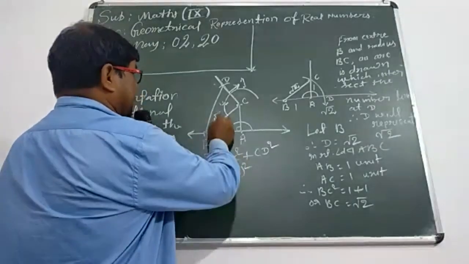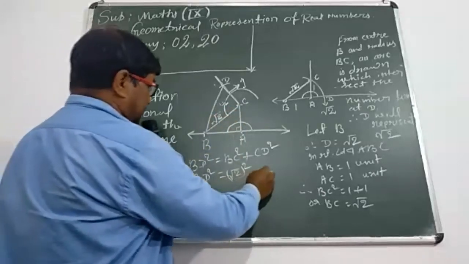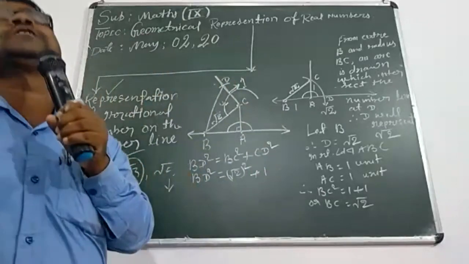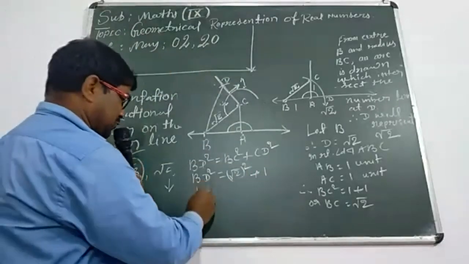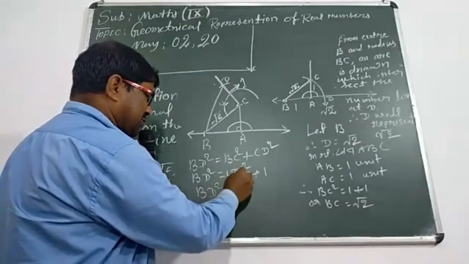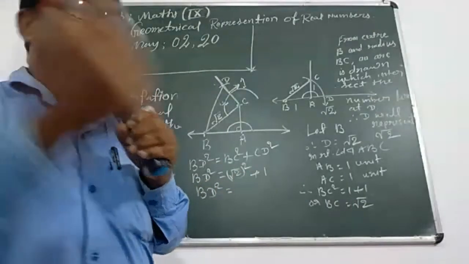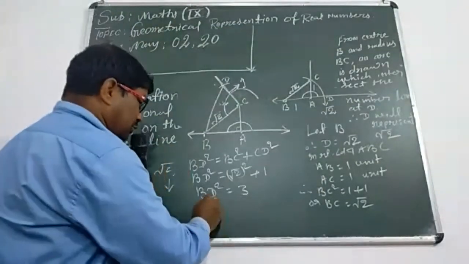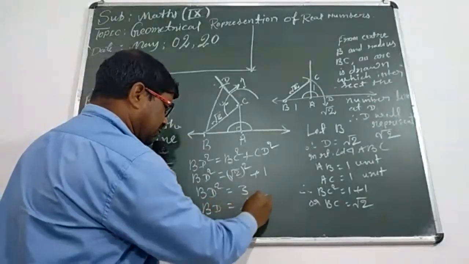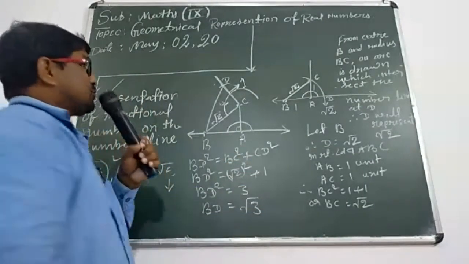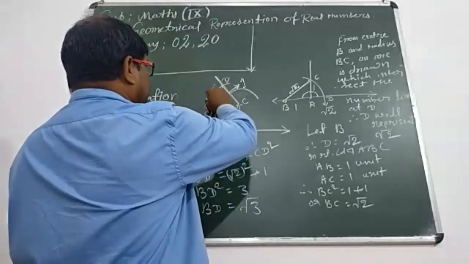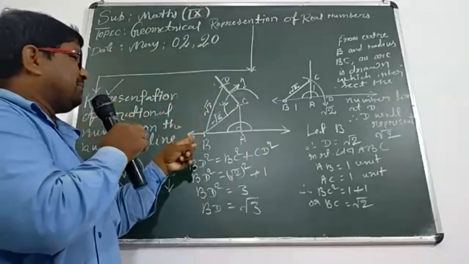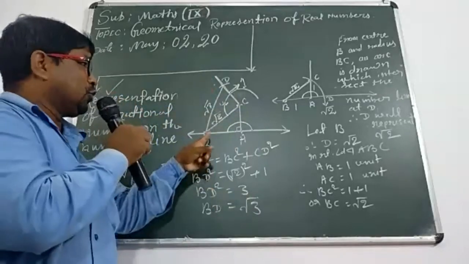So BC equal to under root 2 square, and CD taken by you is 1 unit. So the square of 1 is 1. Now students, BD square equal to under root 2 square, which is 2, plus 1, equal to 3. Now BD equal to under root 3. So the measurement of BD will be under root 3 now. Clear? How is the measurement of BD under root 3? No problem at all.